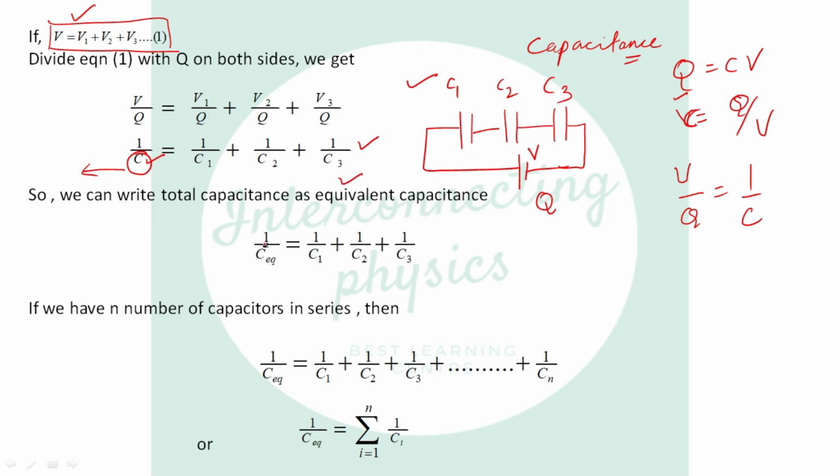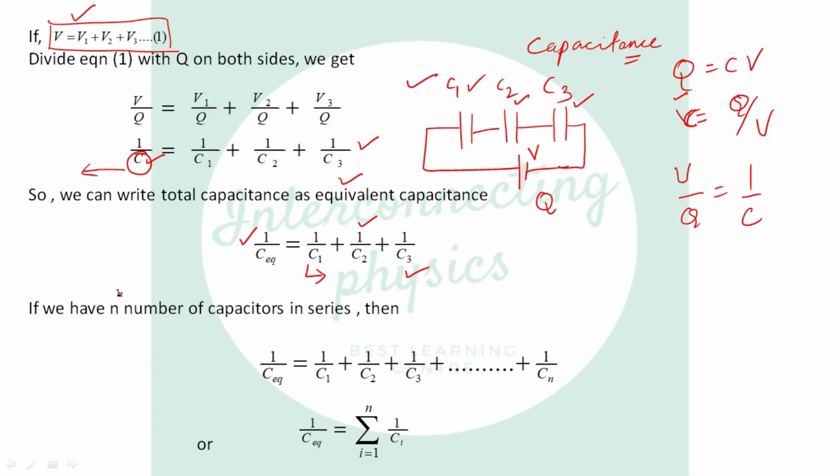So we write it as 1 over C equivalent equals 1 over C1 plus 1 over C2 plus 1 over C3. C1 is the capacitance of capacitor 1, C2 is the capacitance of capacitor 2, and C3 is the capacitance of capacitor 3. So this is the relationship for equivalent capacitance for capacitors in series.